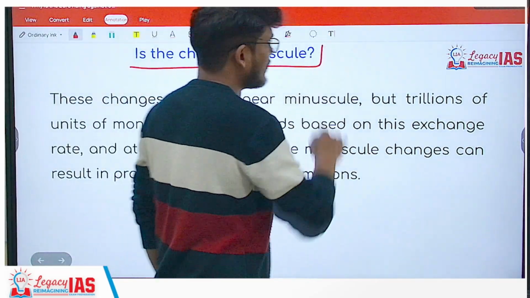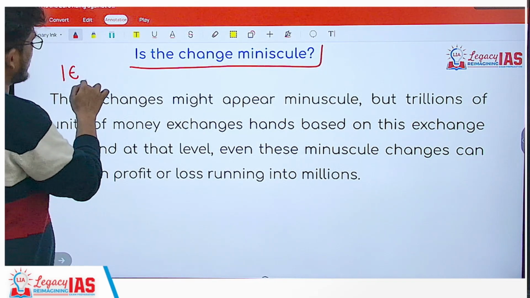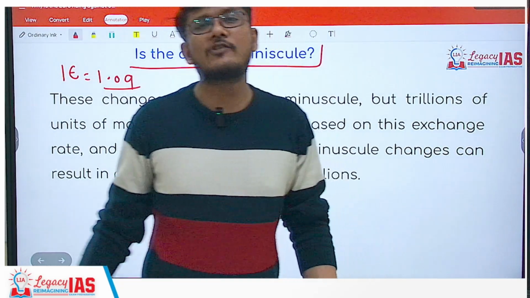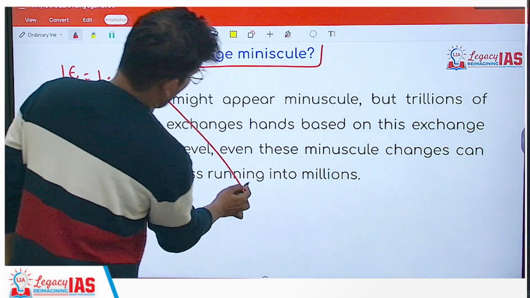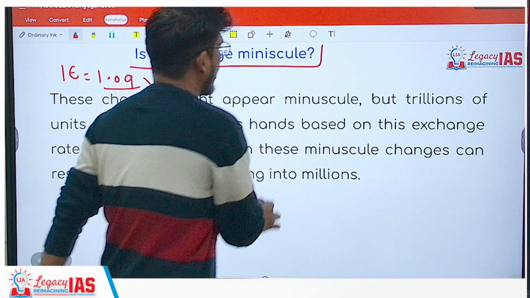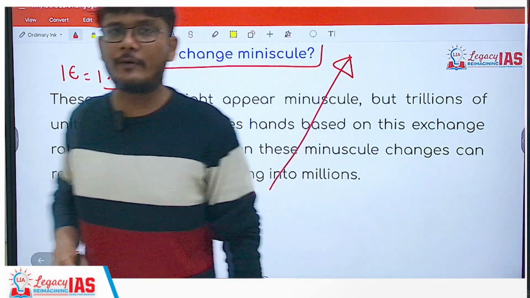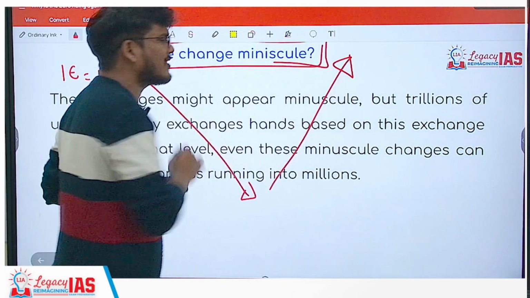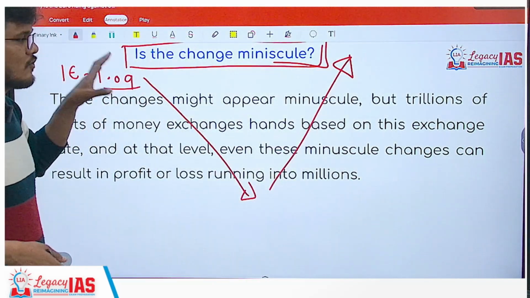Now, this change we have seen has happened. So earlier, one euro was equal to $1.09. It fell down to $1.03, and now it has gone back up to $1.09. Now this is the amount of fluctuation. The fluctuation seems very little. So the question is, is the change very minuscule, very small? Per dollar, yes, it is very small.